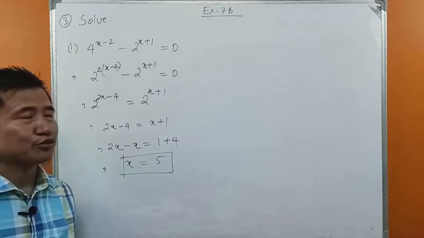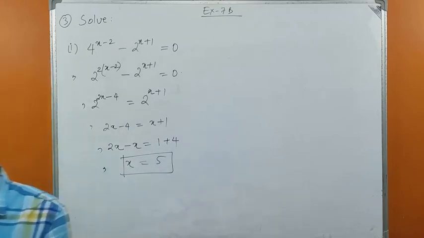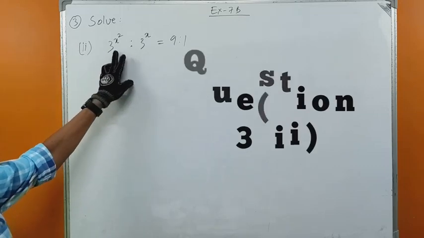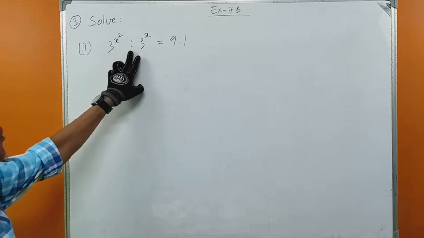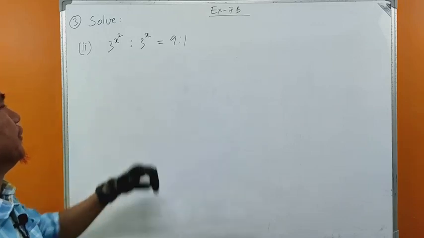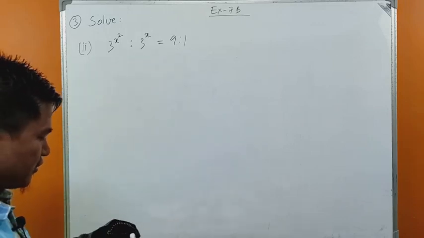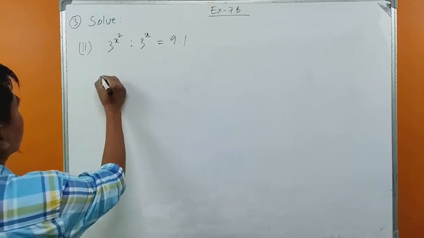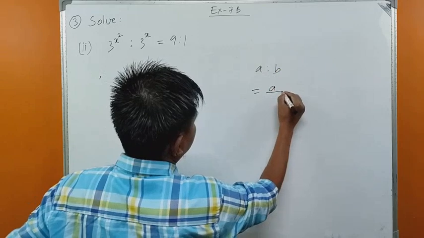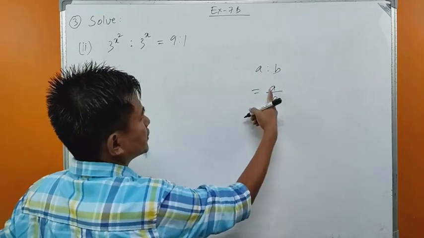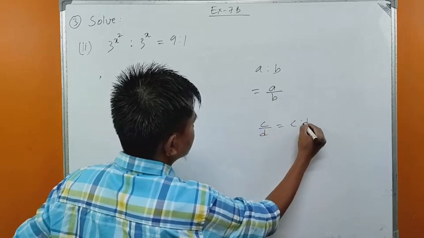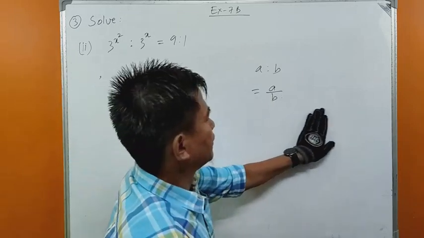Now let us do question number 2 of 3. Okay, we have question number 2 of 3 here. So this is a ratio, isn't it? 3 to the power x squared is to 3 to the power x equals to 9:1. An equation with ratio. So we are asked to find the value of x, isn't it? A is to b can be written in the form a upon b, or c upon d can be written as c is to d, the same thing. Ratio means just the upon.